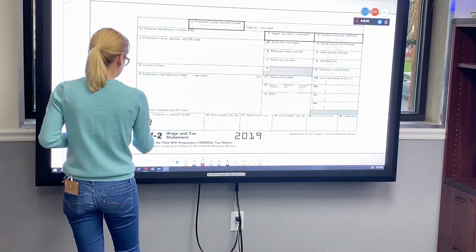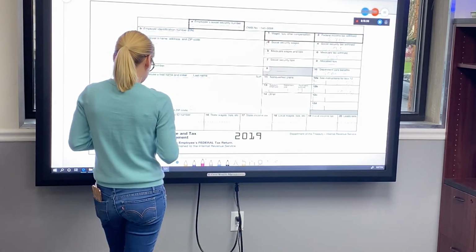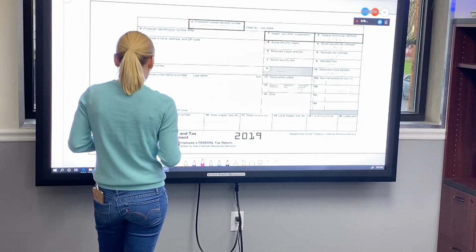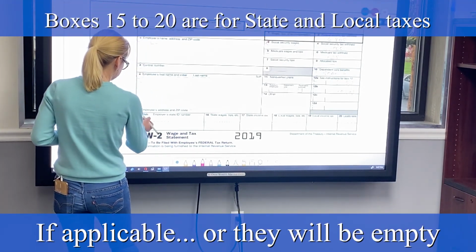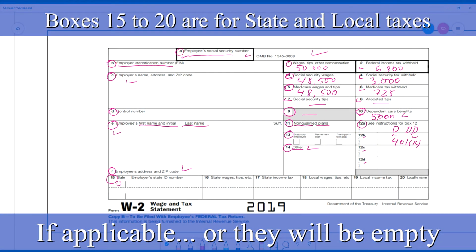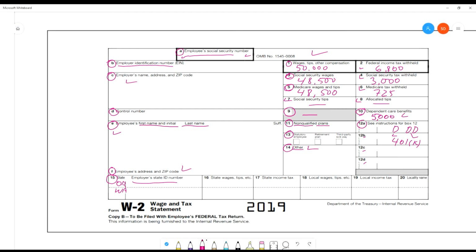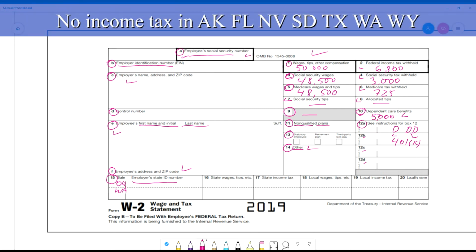Box number 15. It's pretty much straightforward, will include the abbreviation for your state. Say it will be Oregon or Washington. And will include employer state ID. If you have income tax in your state, you will see the employer state ID number. If you're a resident of Washington, Alaska, the odds are you're going to have the state abbreviation, but the state ID number box will be blank.